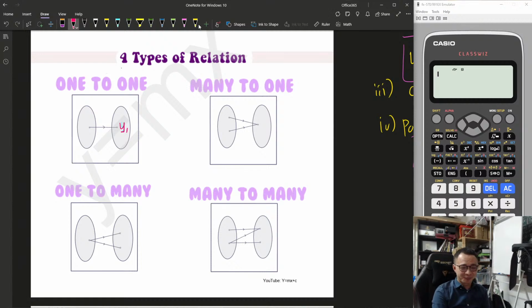Alright, so you can see one x value linked to one y value. This one you can see I have 2 different x values linked to one y value.